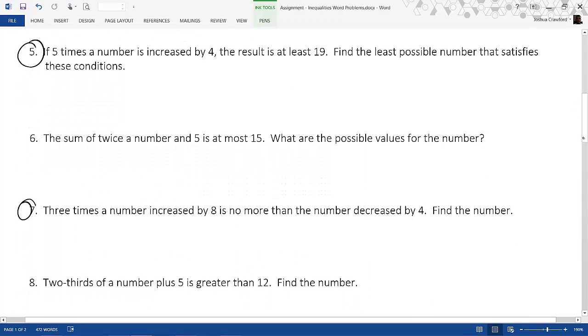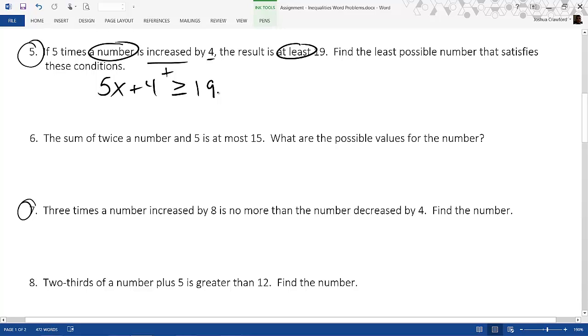Okay, 5. If 5 times a number is increased by 4, the result is at least 19. Find the least possible number that satisfies these conditions. So 5 times a number. We have a number right there. And we should know that if you see a number in a word problem, it means x. And so 5 times a number, so 5 times x, so 5x, is increased by 4. Increased is a plus sign by 4. So 5x plus 4 is at least, so again, greater than or equal to 19.